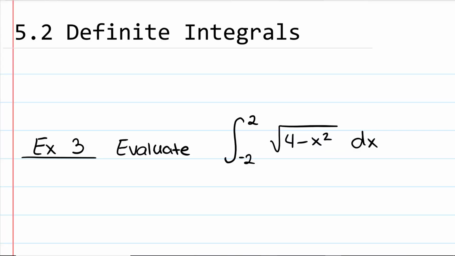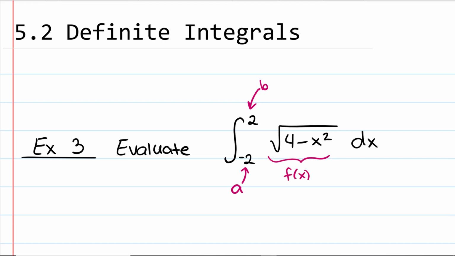In example 3, we're going to evaluate the integral from -2 to 2 of the function the square root of 4 minus x squared dx. So let's identify some pieces of this integral before we even start solving. This -2 is our a, our lower limit of integration. This is b, our upper limit of integration.